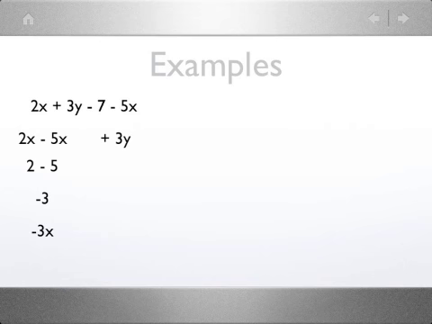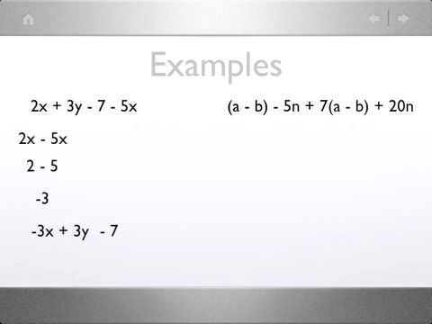Next, I take a look at my y's. In my original problem, there's only that one set of y's, so I put that down with my answer. Then I take a look at my constant, a negative 7. Again, there's no other constants, so I put that down with my answer, and now we've simplified and combined our like terms. Go ahead and take a look at this example and follow along while you listen to a little bit of music.